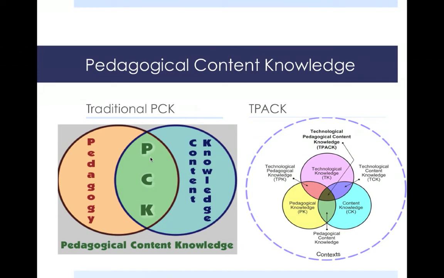A couple of quick notes about pedagogical content knowledge. Developing PCK, or traditional PCK, often takes quite a few years. We generally walk out of college knowing a good deal about pedagogy and a good deal about content, but learning pedagogical content knowledge takes a while, because you have to learn how to match your pedagogy and the content with the groups of students that you're working with.